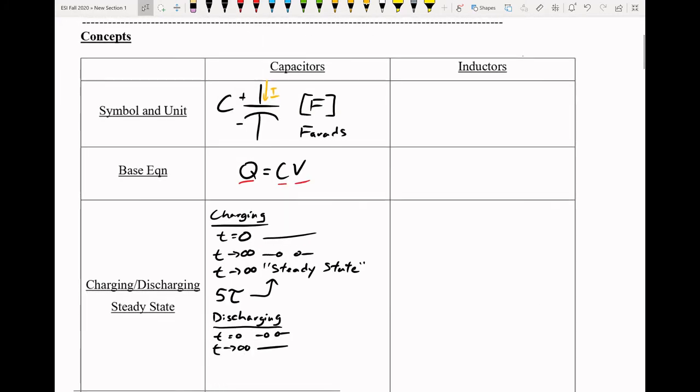All right, looking at inductors. Inductors are going to be denoted by L, and they will be coils. Our units for these are going to be henries, where we'll have a positive terminal, negative terminal, and the current will flow through the positive terminal as usual. There is no base equation that we have for these.